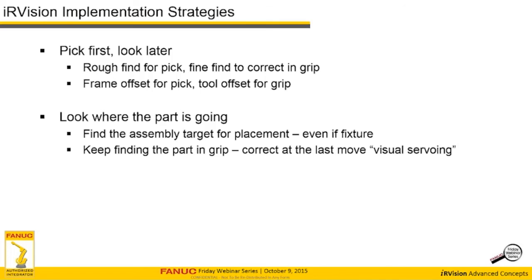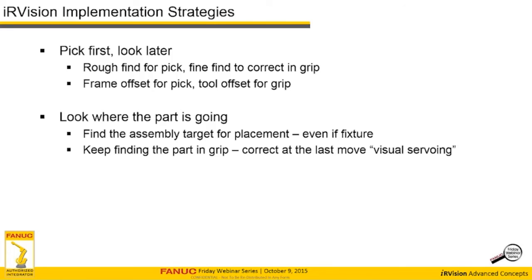And then the other one is look where you're going. If you have a fixture, if you have a component that you have to place the object into that may move slightly, even if it's fixtured, you may need to find that assembly target for placement. Use a robot-mounted camera or use a fixed camera if it's appropriate to find where the part's going, and use that as another fixed frame offset along with the tool offset for the part in grip to get the part accurately and precisely into its assembled component.